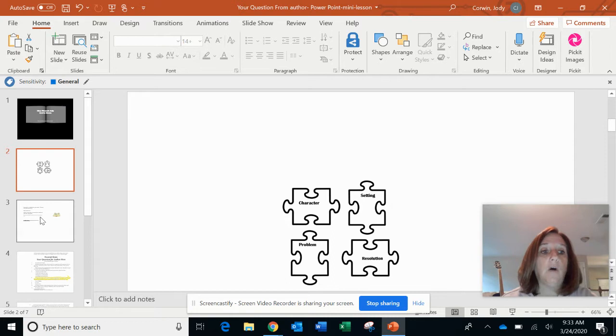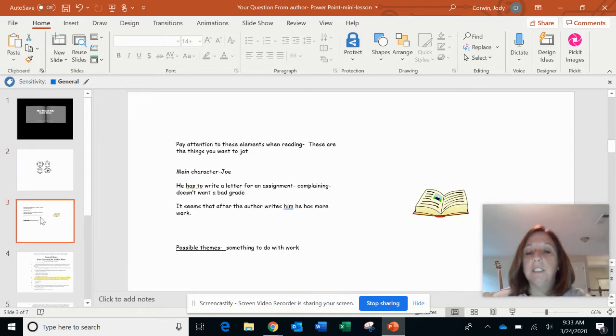Okay. Now, one thing I want you to notice, these are jots that I wrote down about your story as I was reading, paying very close attention to the elements. So pay attention to the elements. One thing I wrote down is your main character, Joe. I wrote down that he has to write a letter for an assignment. He's complaining. He doesn't want a bad grade. And then it talks about him writing a letter.